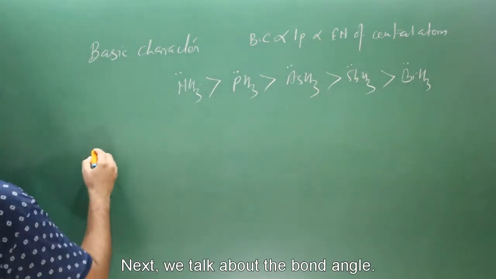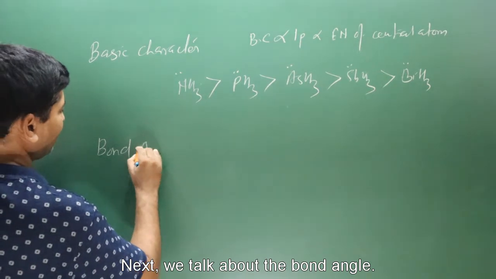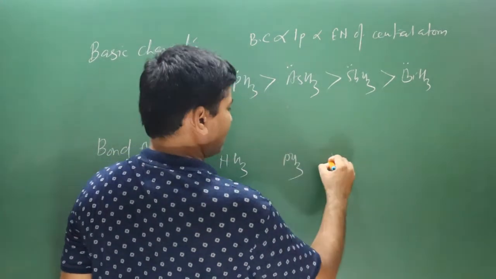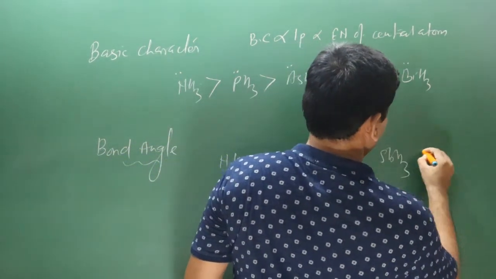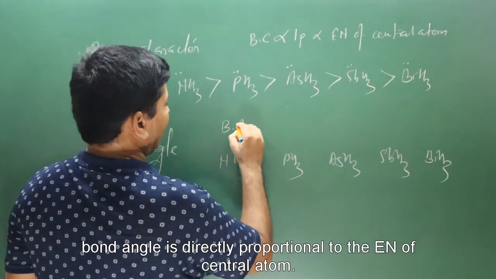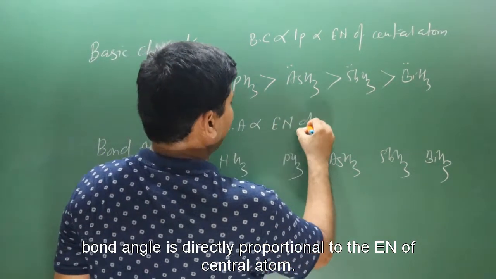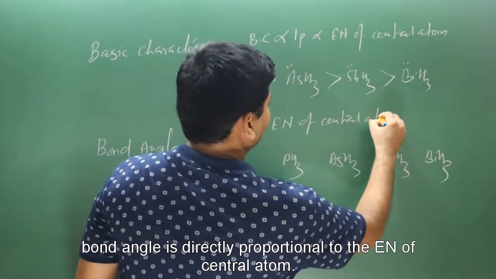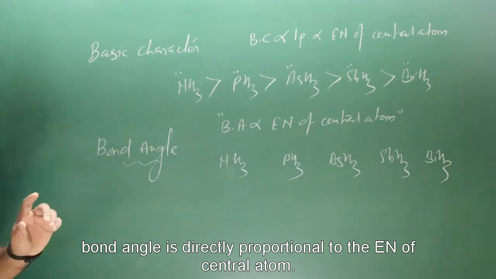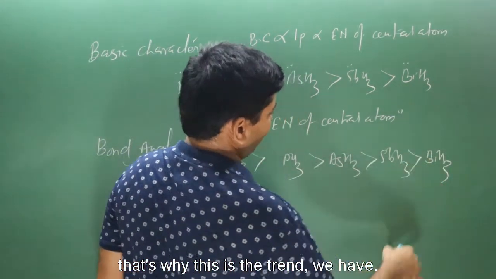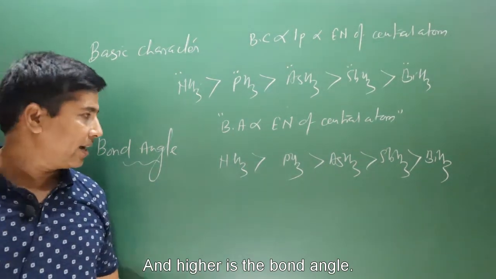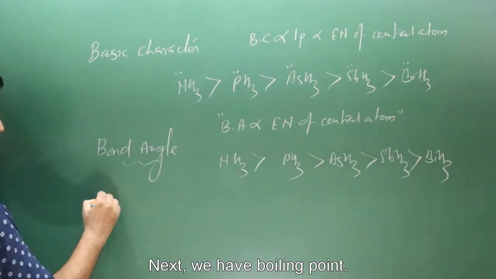Now next we talk about the bond angle. About the bond angle, we have the hydrides: nitrogen, phosphorus, arsenic, antimony, and bismuth. You have to keep in mind bond angle is directly proportional to the electronegativity of the central element, central atom. That's why this is the trend we have. Smaller the size, higher the electronegativity, and higher the bond angle. Okay, next we have boiling point.